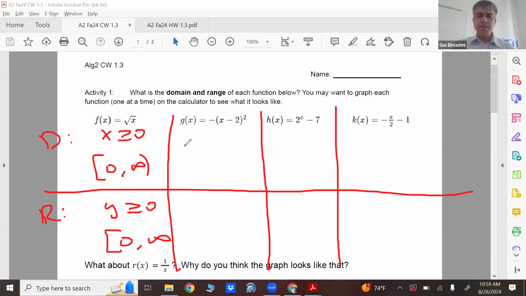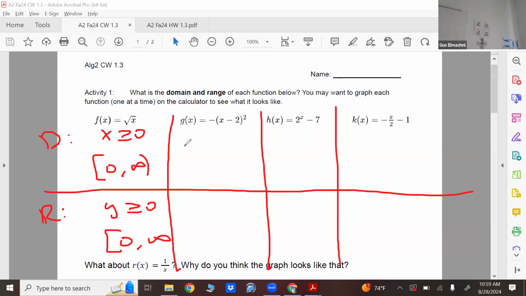Okay. Now, let's do this without a graph. Let's put our thinking caps on. G of x, negative parentheses x minus 2 squared. I don't see a square root, so I don't have to square root negative numbers. I don't see a fraction, so I don't have to divide by 0. Are there any restrictions for g of x, or can I do whatever I want for g of x?